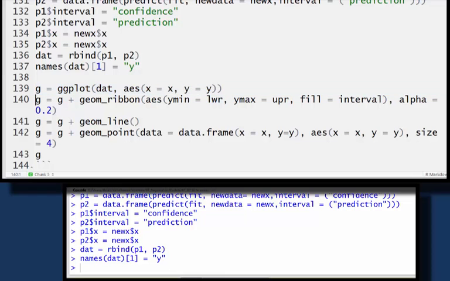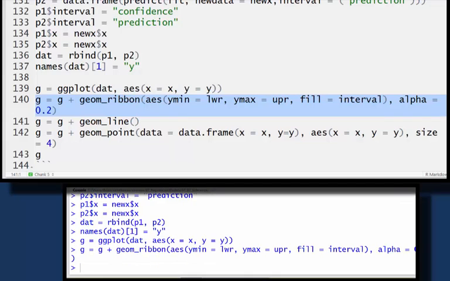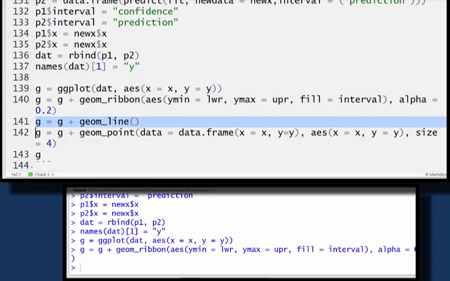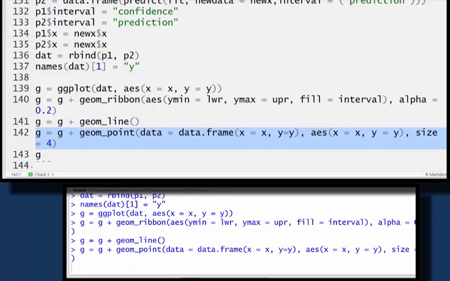So I'm going to start my ggplot. I'm going to add a ribbon, and the ribbon is going to have two parts because it's going to be filled by the interval type. So the blue one will be a prediction interval, and the kind of salmon colored one will be a confidence interval. And then I want my fitted line added, and then I want to add the observed data points.